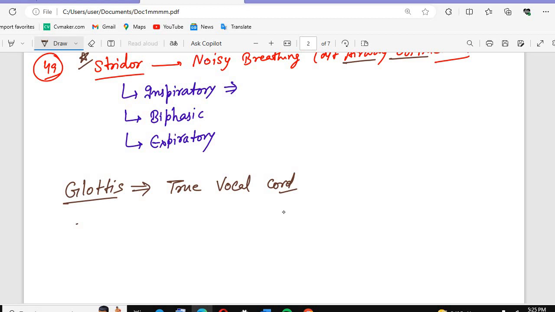Thanks to your vocal cords that you are speaking. If you are seeing the true vocal cord, we call this the glottis. What is the subglottis? If you're talking about the subglottis, remember there is an empty space in the cricoid rings. That will be the subglottis.